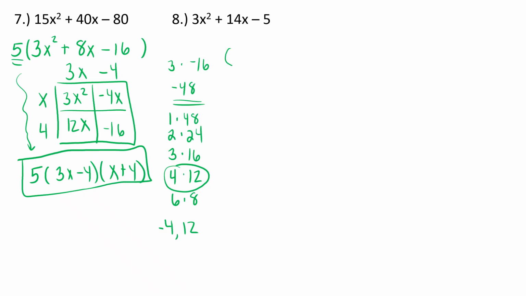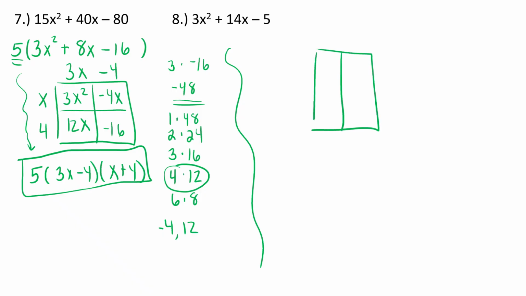All right, next one, not quite as bad. I don't have any common factors in this one because 3 and 5 are prime numbers and they're not the same prime numbers. So no dice there. So we'll put the 3x squared in the upper left, negative 5 in the lower right, and then we're going to do 3 times negative 5 to get negative 15.